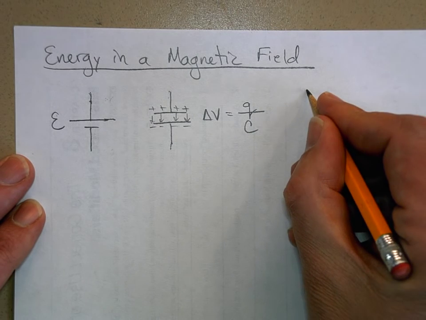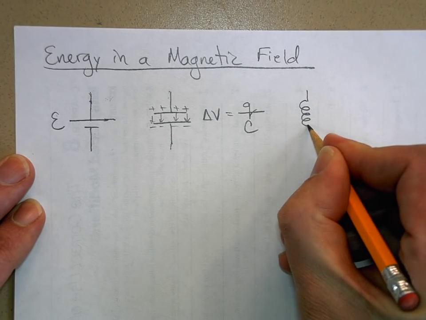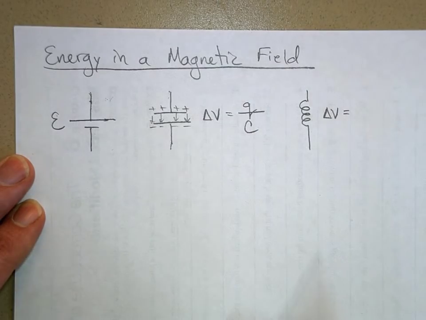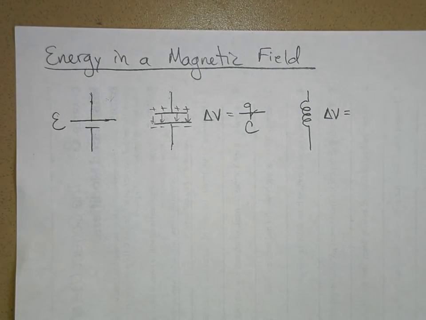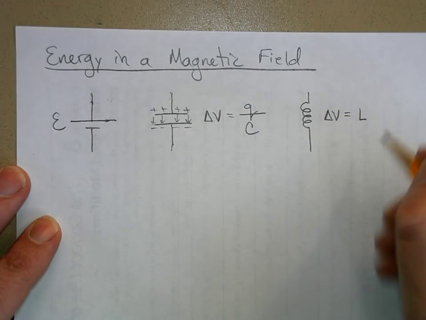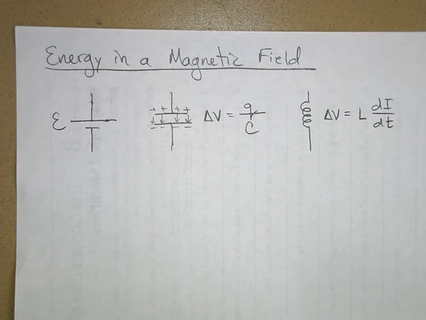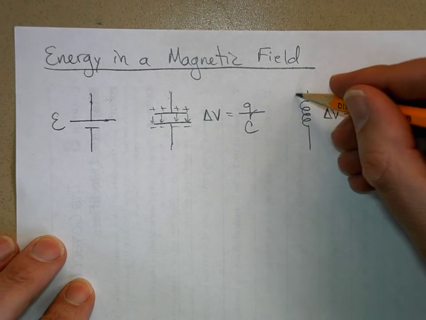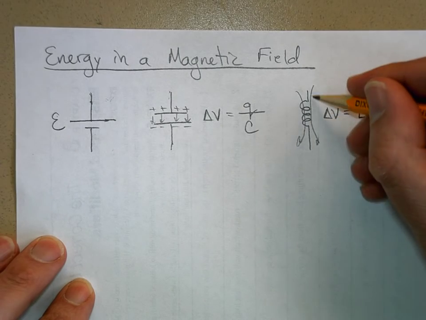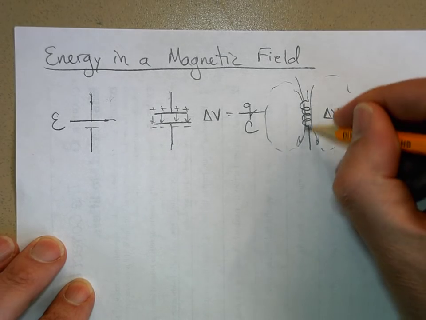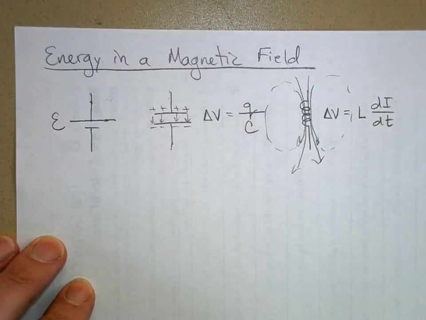Now we have inductors. And we said that the voltage drop due to an inductor depends on if you're changing the current. If the current's constant, you got no voltage drop. But if you do have a changing current, then you're going to have a voltage drop. And when it has current flowing through it, this creates a magnetic field. Now remember, magnetic fields come in loops.